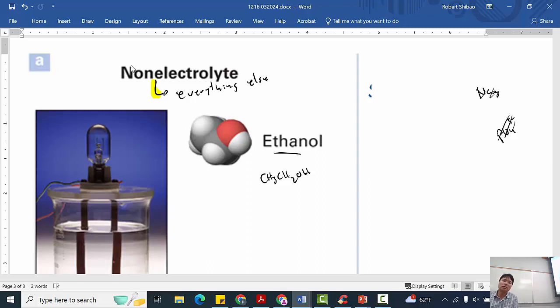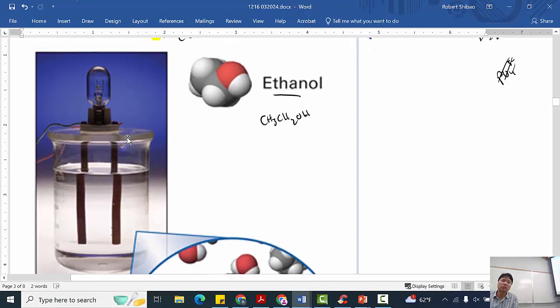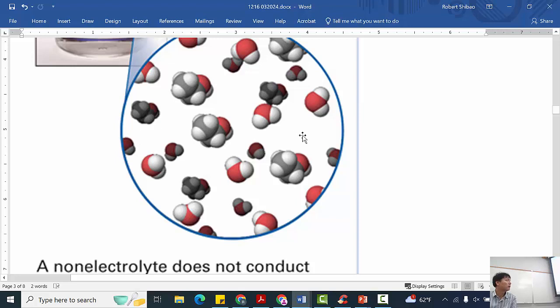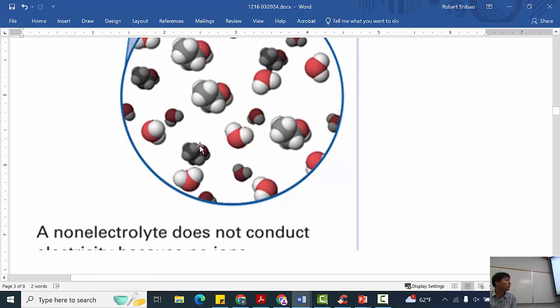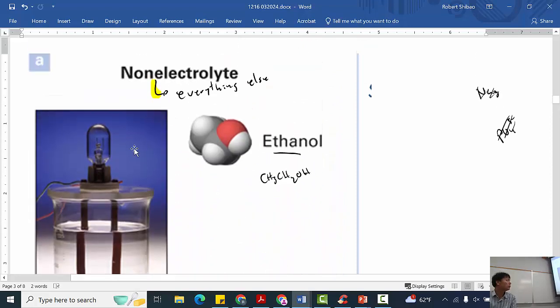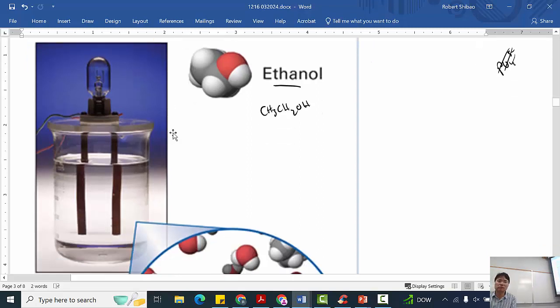What non-electrolytes do is they don't split apart. So ethanol molecules don't break apart. And so when I look at all the ethanol molecules here, they're all intact. If they're all intact, everything has a neutral charge, and if everything has a neutral charge, is anything going to conduct? No, and so conductivity is 0.